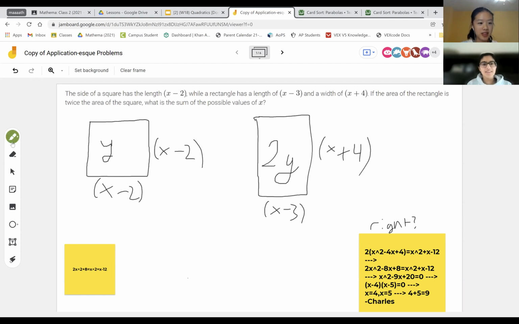The side of a square has the length x minus 2, while a rectangle has a length of x minus 3 and a width of x plus 4. And the area of the rectangle is twice the area of the square. What is the sum of the possible values of x?